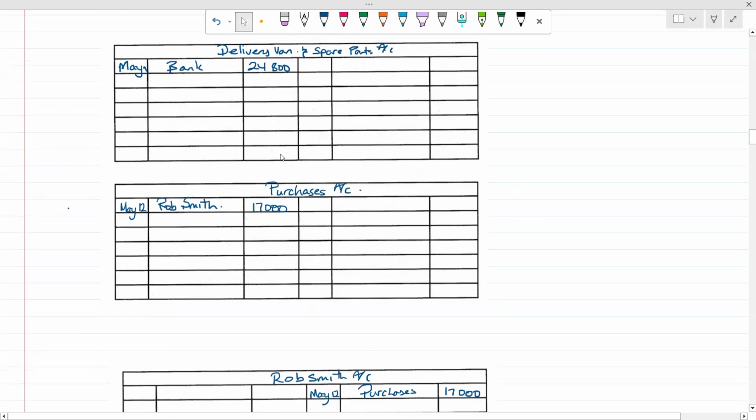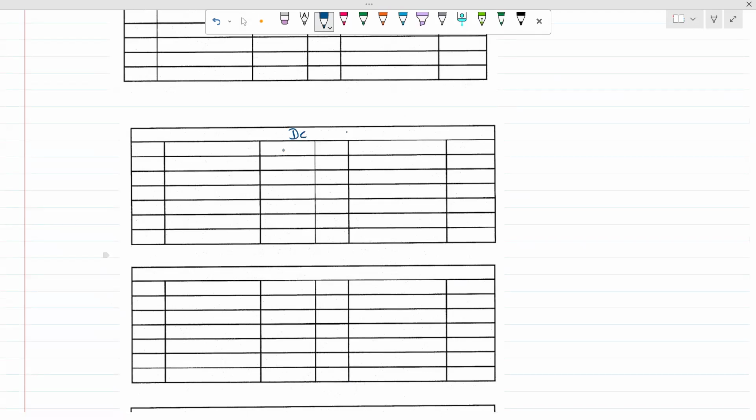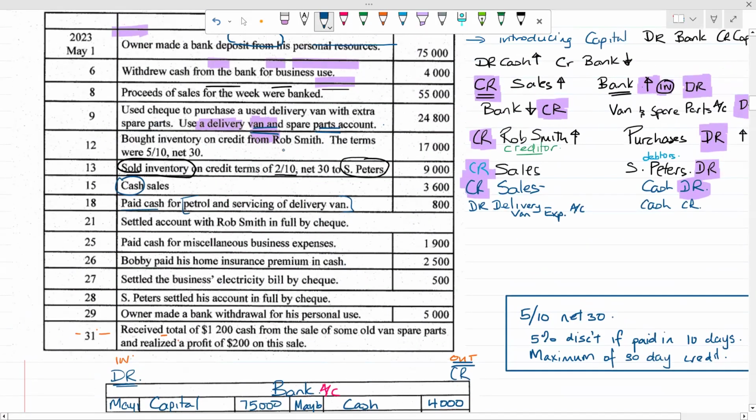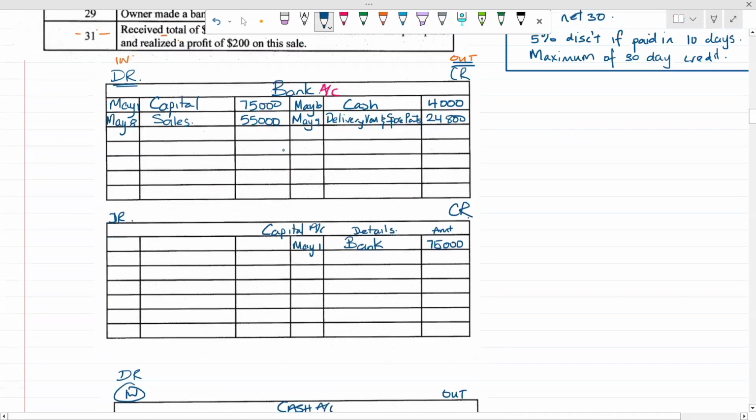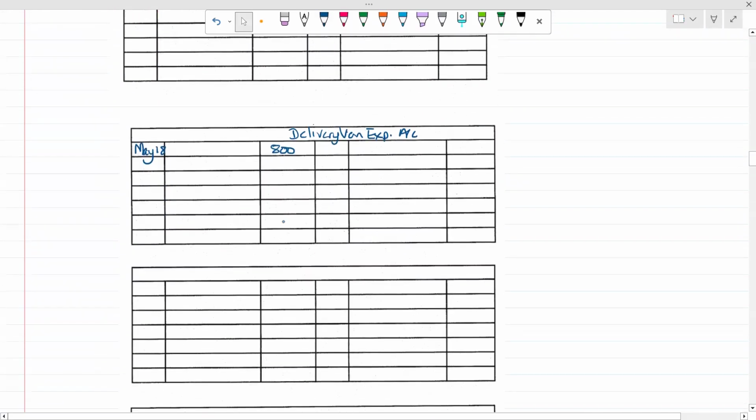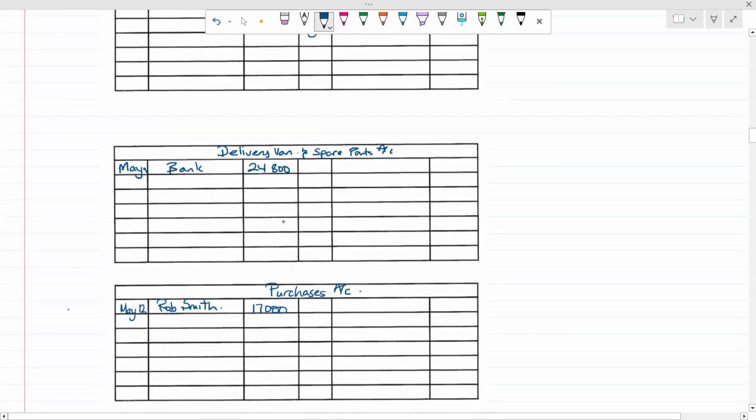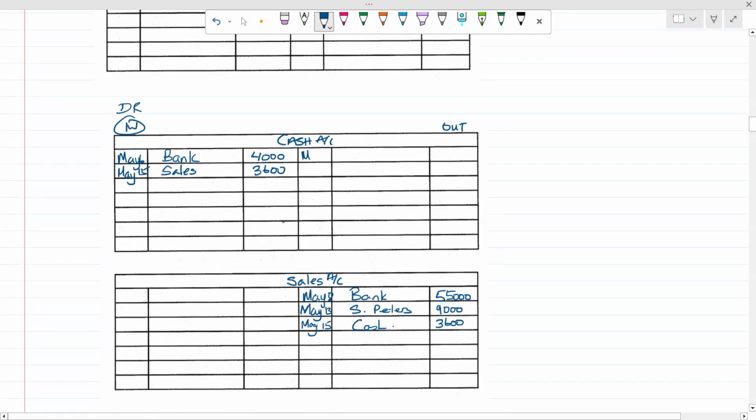So this is the 18th. $800. Cash. Okay, look for my cash.